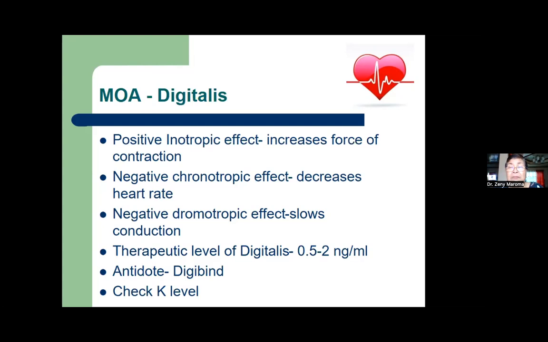Halimbawa, hindi mo alam ang normal digoxin level. Tapos meron kang choices: 0.5, 1, 2, meron kang 3. How would you answer? Siyempre, yung pinakamataas na numero. Okay, which is 3. Tama ka dun, nakahula ka dun.